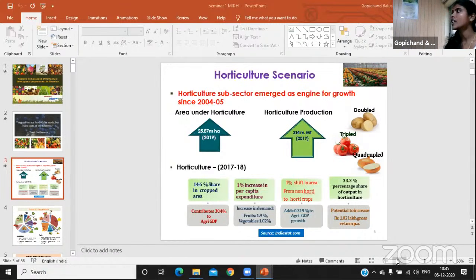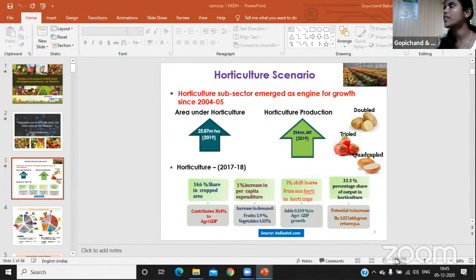Mission objectives: holistic growth of the horticulture sector through area-based, regionally differentiated strategies; improving productivity through quality germplasm, planting material, and water use efficiency through the micro irrigation program; enhancing horticultural production and augmenting farmers' income; strengthening nutritional security; aggregation of farm groups like farmer interest groups and farmer producer organizations; and skill development and creation of employment opportunities. This is the framework for implementation.